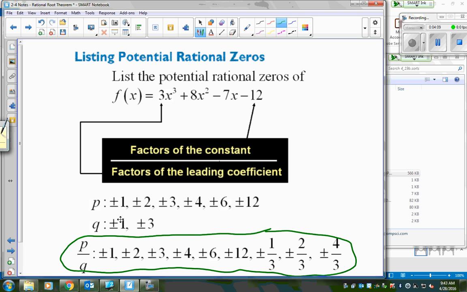Well, if you do 1 over 1, that's 1. 2 over 1 is the 2. 3 over 1 is the 3, and so forth. That's where this first part comes from. Then you go back and put all these numbers over the 3. Well, 1 over 3 is where the 1/3 came from. 2 over 3 is 2/3. 3 over 3, we already had. Then 4 over 3 gives you 4/3. 6 over 3 is 2 again. 12 over 3 is 4 again, and there you go. That's how that list came about. Okay? So here, let's do this.